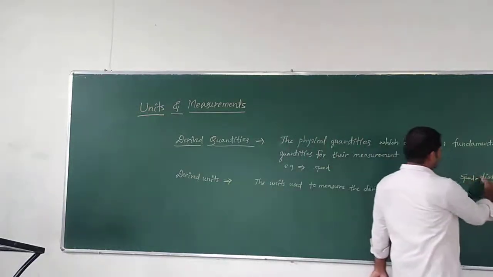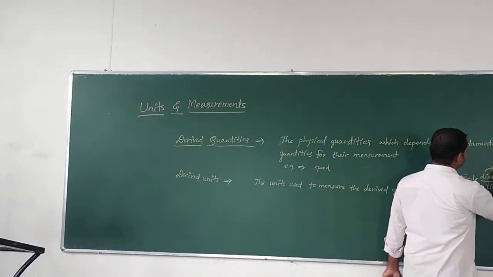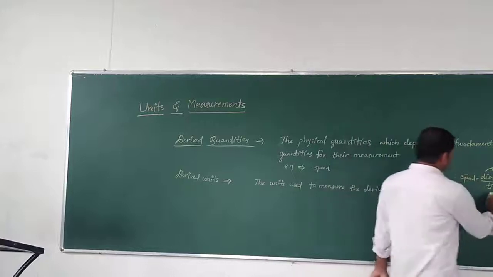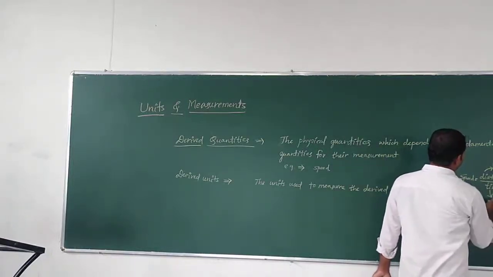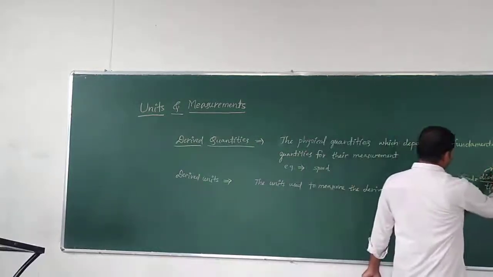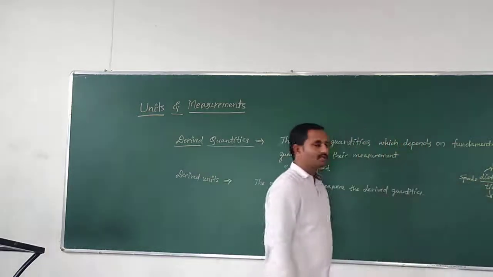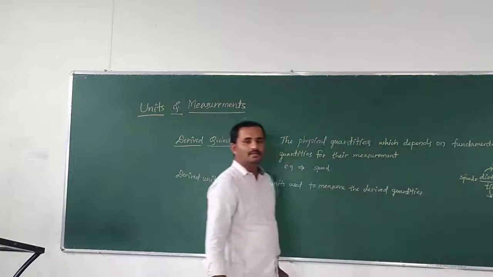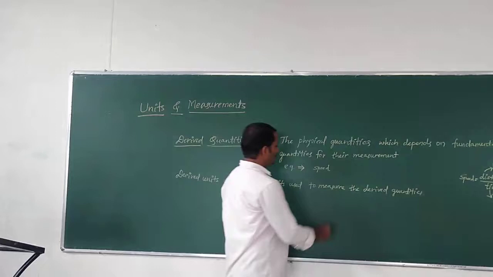So distance is nothing but length. And time is measured in seconds. So these are the quantities. So length and time are fundamental quantities which are required to measure this speed. So these type of quantities are called derived quantities.